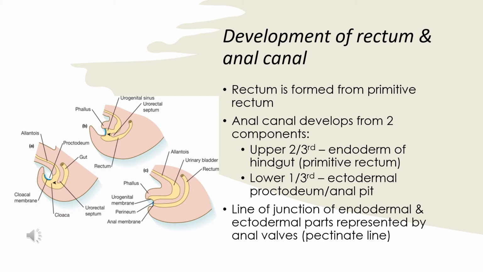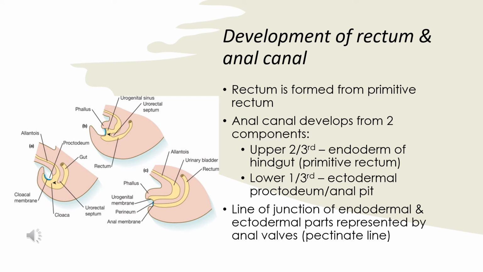The anal canal develops from two different components, one endodermal component and one ectodermal component. The upper 2/3 of the anal canal is derived from the endoderm of the hindgut, that is the primitive rectum, whereas the lower 1/3 of the anal canal is derived from the ectodermal proctodium or the anal pit.